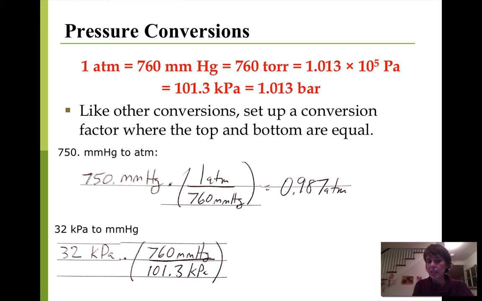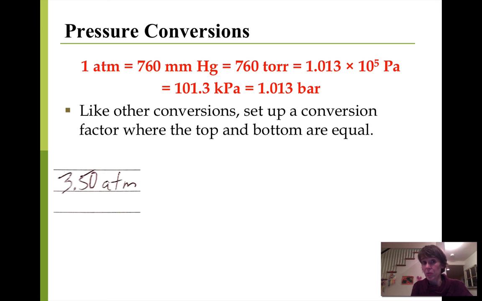Now, 32 kilopascals to millimeters of mercury. I start with my 32 kilopascals, and then I insert values that are equal to one another: 101.3 kilopascals on the bottom, 760 millimeters of mercury on the top, and that gives me 240 millimeters of mercury.